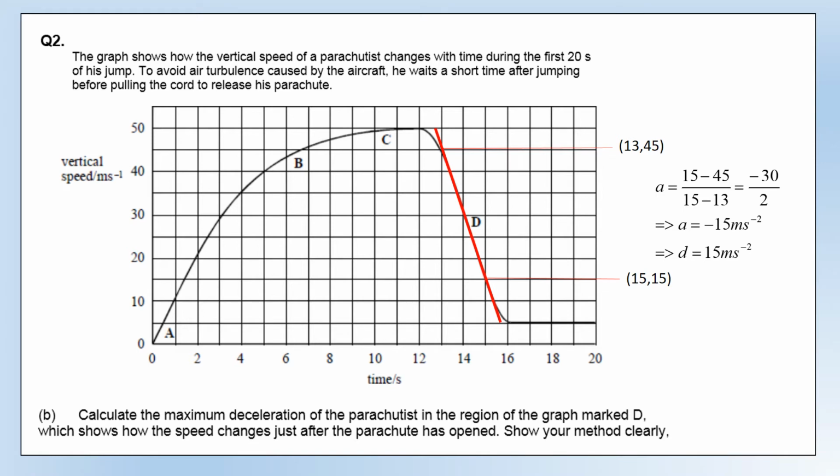Then all I'm going to do is find the gradient of that tangent, which you can see I found the coordinates, and then I'm going to do change in y over change in x. That gives us an acceleration of minus 15, which gives us a deceleration of 15 meters per second squared.